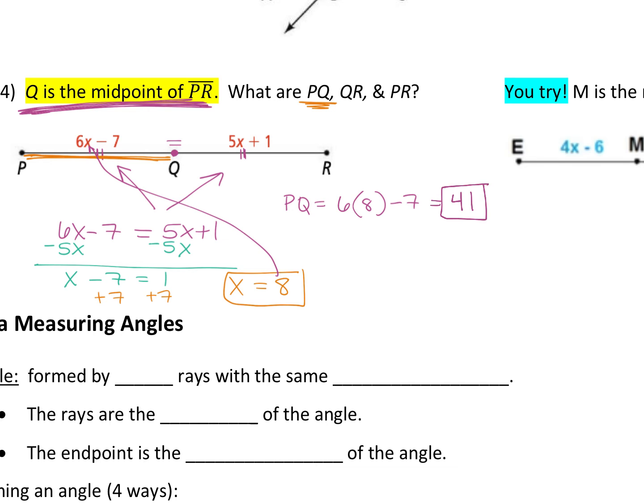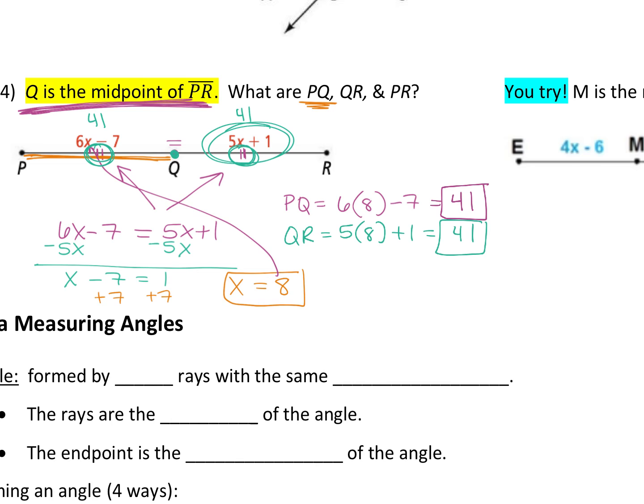Now, before you try to do any other math, you should be able to tell me what QR equals without plugging anything in. What should QR equal? If this is a midpoint, it should equal 41, right? If that's a midpoint, those parts are equal in length. So if this one's 41, then this one should be 41 also. But let's plug it in here to check. 5 times 8 plus 1 is 41.